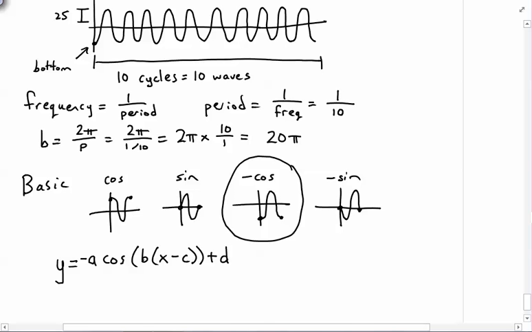So the amplitude is the height of the graph. This graph goes up 25 and down 25. So my value of the amplitude is 25. We calculated B. B is 20 pi.